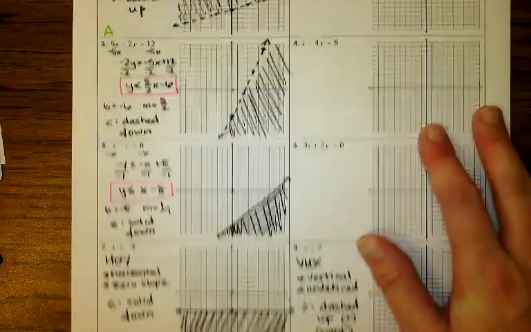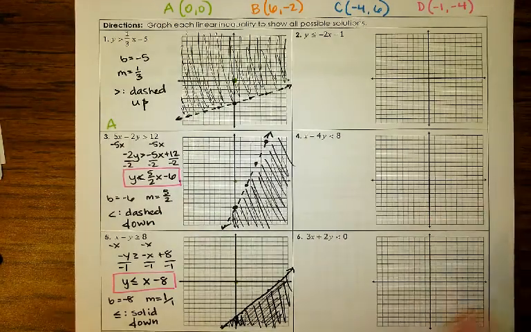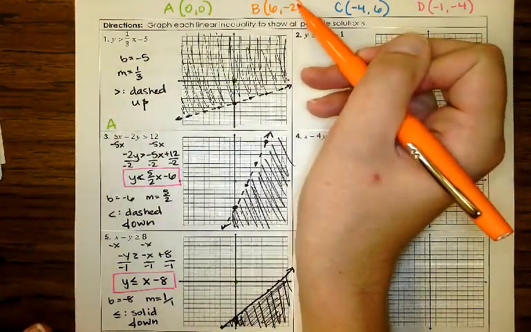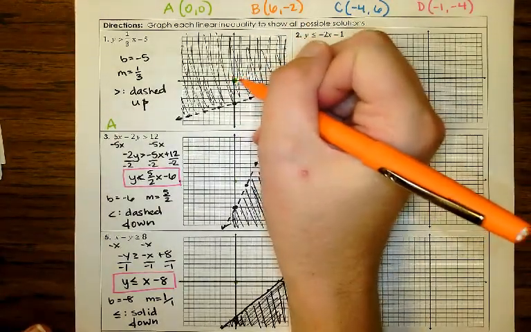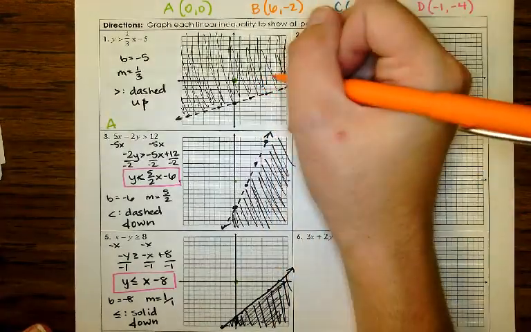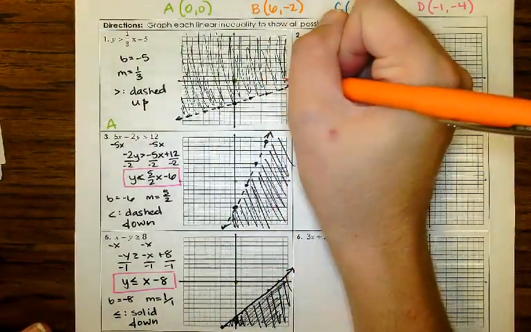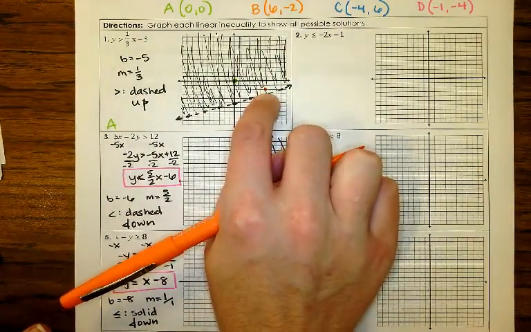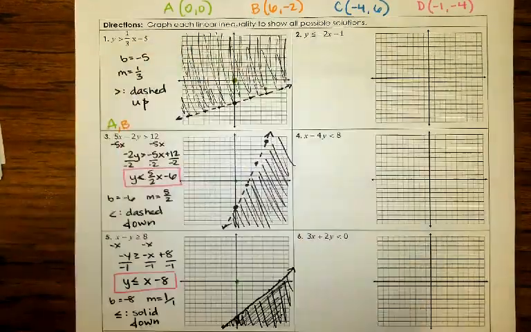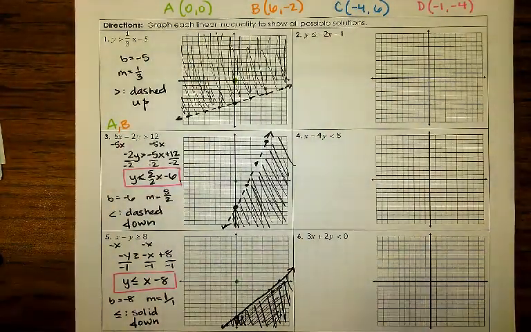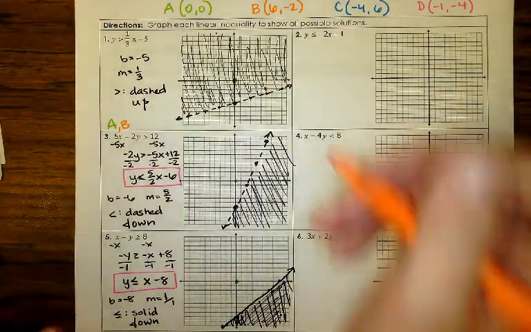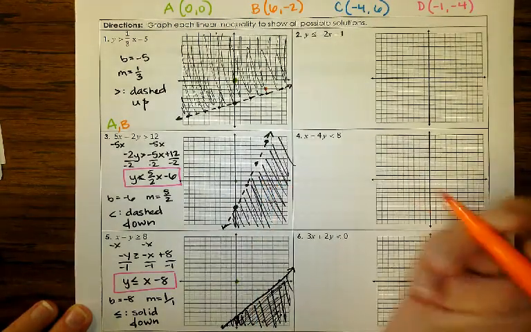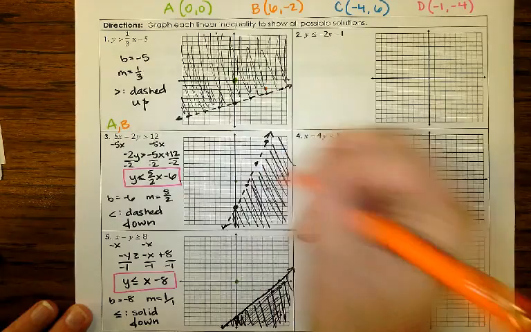All right, let's see if B is a solution. 6, -2. So I'm going to count 1, 2, 3. It gets a little hard when you've drawn on here. Okay, 1, 2. So is it a solution in my first equation? Does it land in the shaded region? Yep, so we're good. Then we have 6, -2 again. Is it a solution for number 3? Yeah, because it's in the shaded region. So this one works.